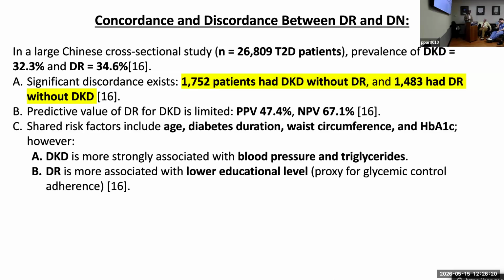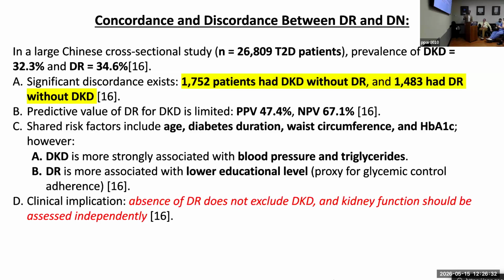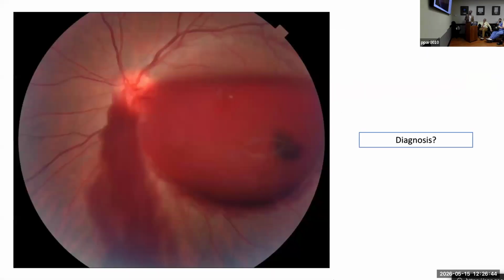So they mentioned that they were sharing some risk factors, including age, diabetic duration, waist circumference, and A1C, and diabetic kidney disease was more strongly associated with blood pressure and triglycerides and retinopathy with lower education. But this was one study. So the clinical implication was that absence of diabetic retinopathy does not exclude diabetic kidney disease. It should be independently assessed. That's what they came up with.